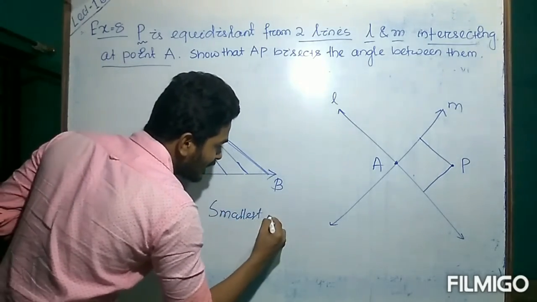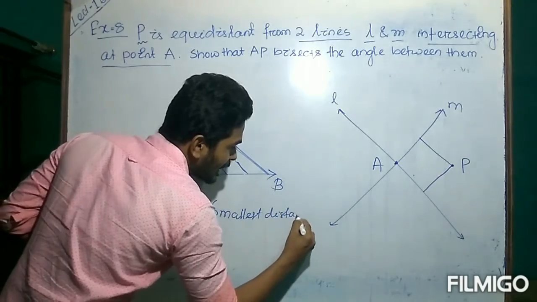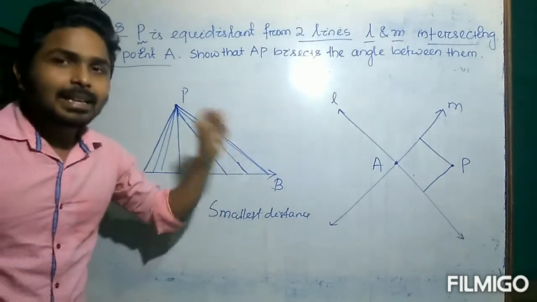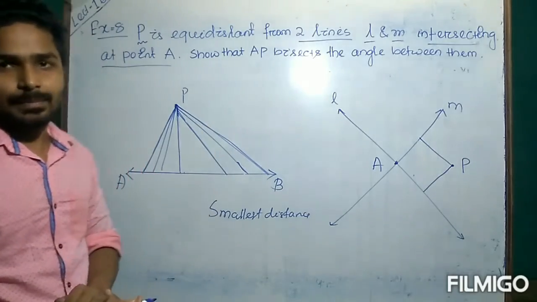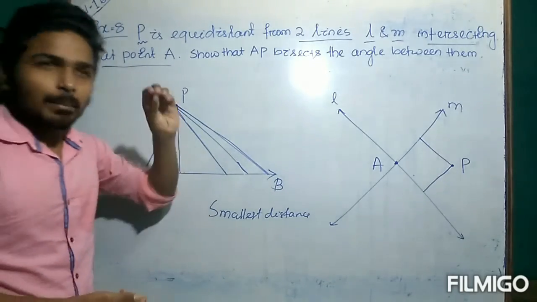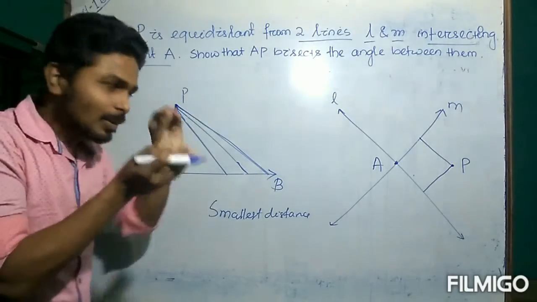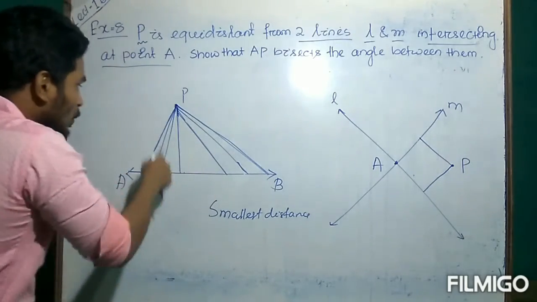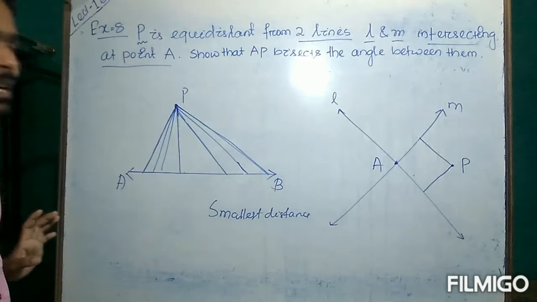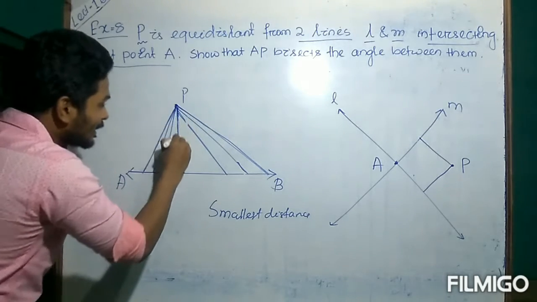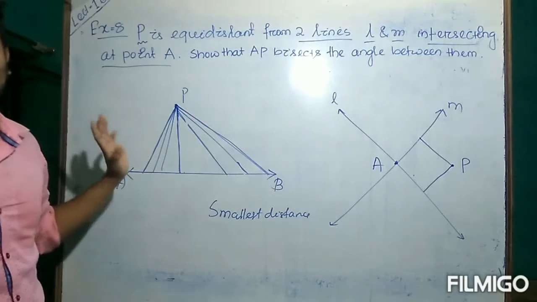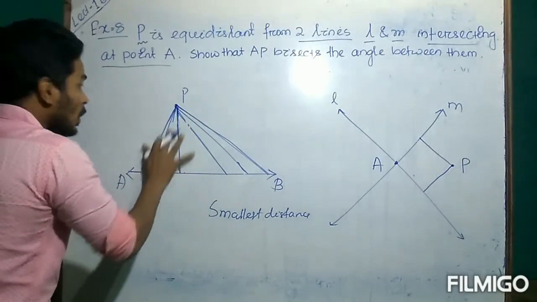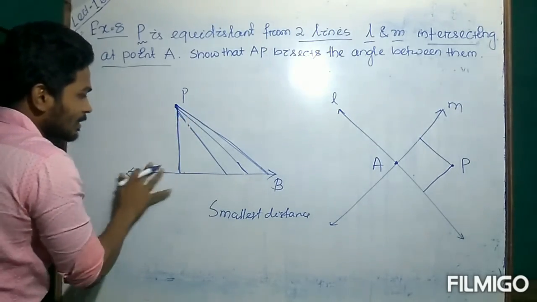The smallest distance between a point and a line is known as the actual distance. So tell me, out of such distances, which seems to be the smallest distance? This one seems to be the smallest distance. So this is the exact distance and the others are not the exact distance. Understood?